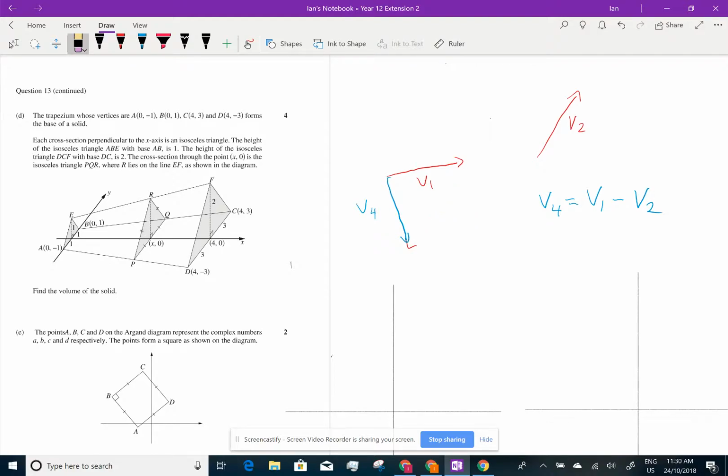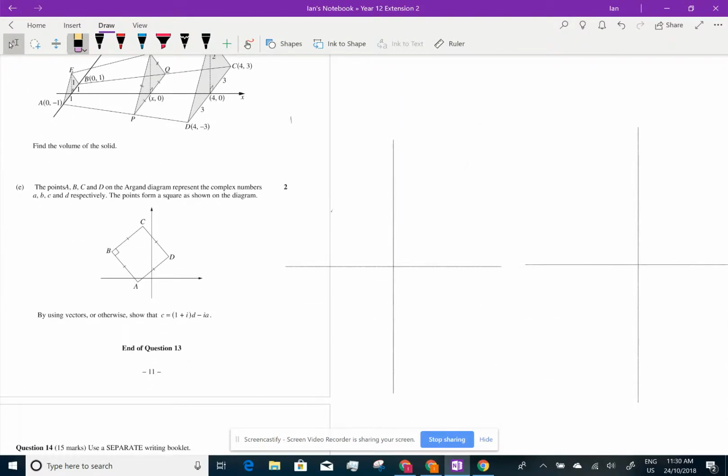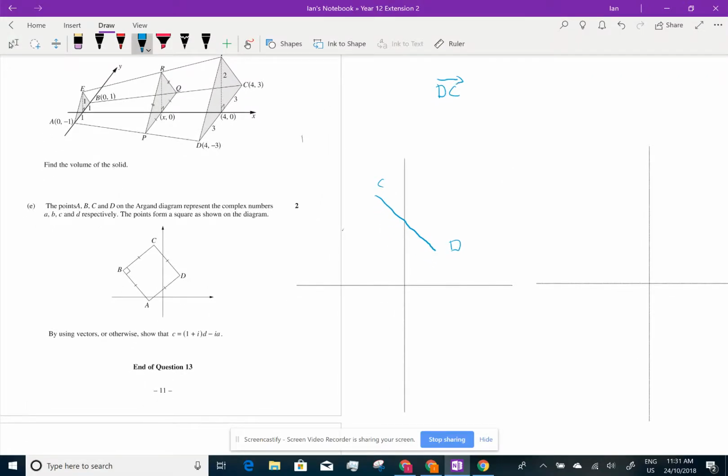So now that we know that vectors can be anywhere, and now that we know we can add two vectors to get another vector, let's have a look at the problem. So they've told us to use vectors, and they've told us that A, B, C, and D are represented by complex numbers. So let's just have a look at DC. So I'll draw DC. Here it is, the vector DC. I'm going to write up here, DC. I'm going to put an arrow because the direction is important. It's going that way, from D to C. Your starting point is important.